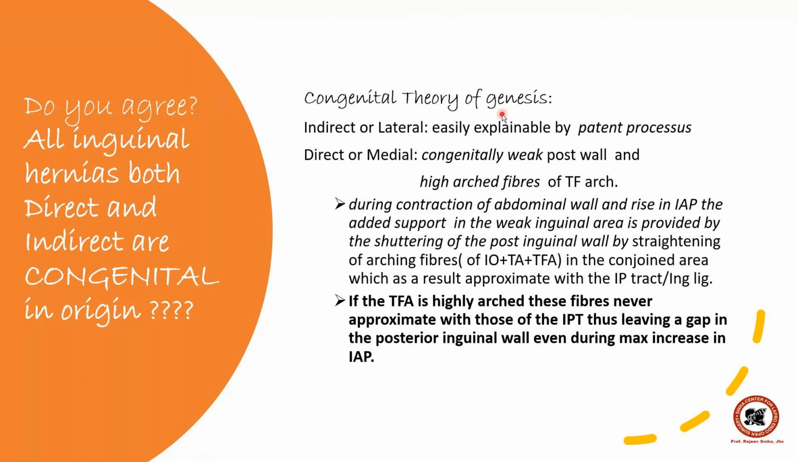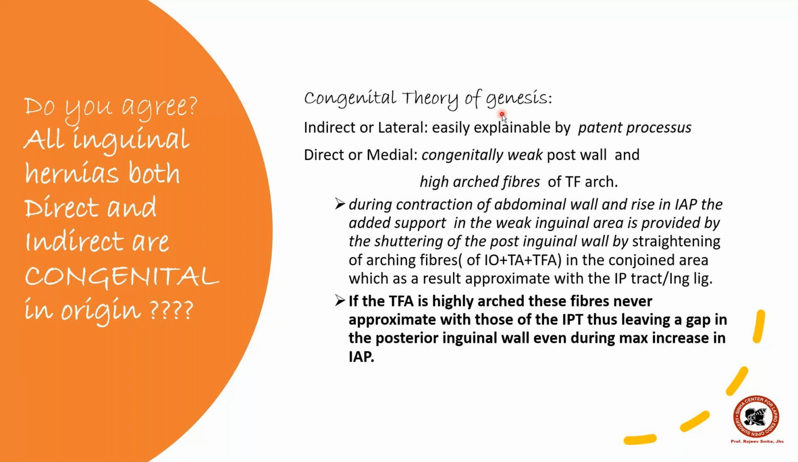But what is the congenital theory of genesis? Are both direct and indirect hernias, or lateral and medial hernias, congenital in origin? Could be. Indirect, we all know, could be a patent processus vaginalis, easily explainable. But what about a direct inguinal hernia? How do you explain a direct inguinal hernia on the basis of a congenital cause? So here we are looking at, number one, a potentially weak spot at Hesselbach's triangle. Yes, we know that. But what is probably more important is, remember last time we were talking about the anatomy of the inguinal region.